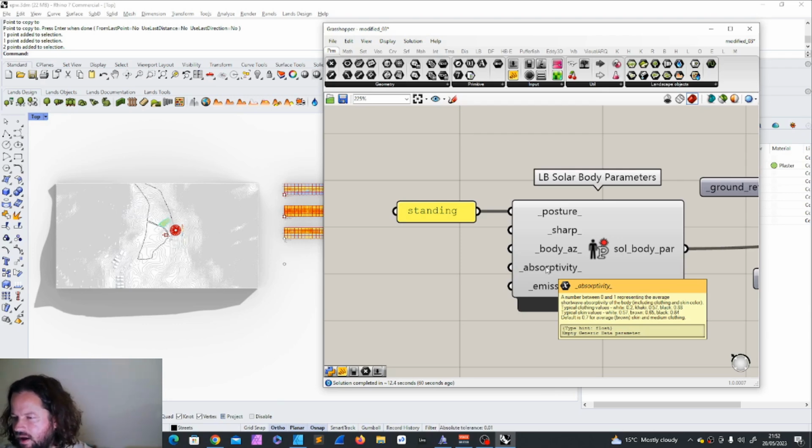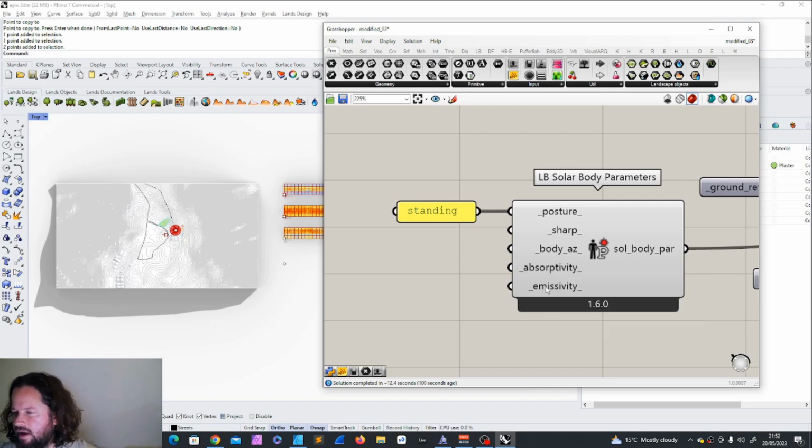Absorptivity. A number between 0 and 1, representing the average shortwave absorptivity of the body. It's basically the color of the clothing and the skin. Okay, and let's keep that as it is. Average is here 0.7 for average brown skin and medium clothing. It's hard to tell what kind of clothes, more khaki colors probably, less black. But I think it's fine.